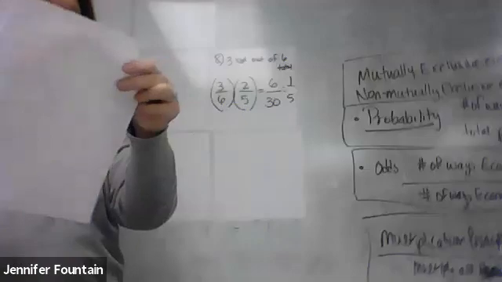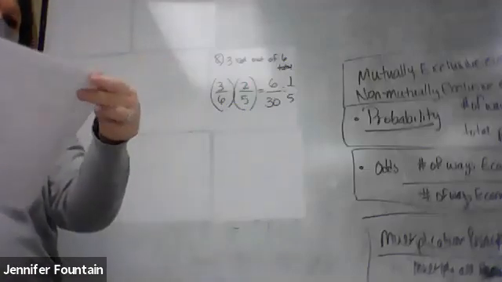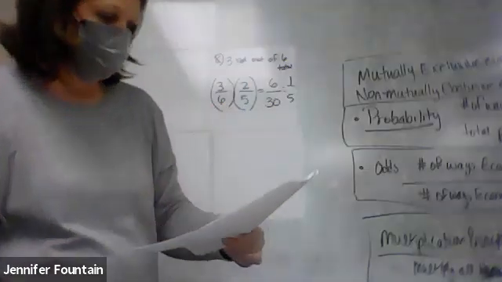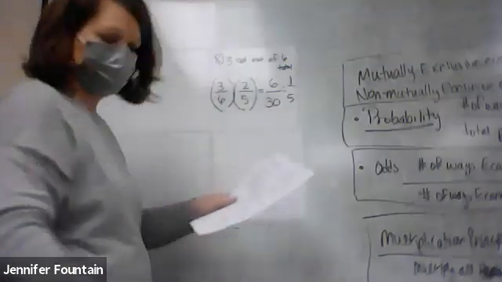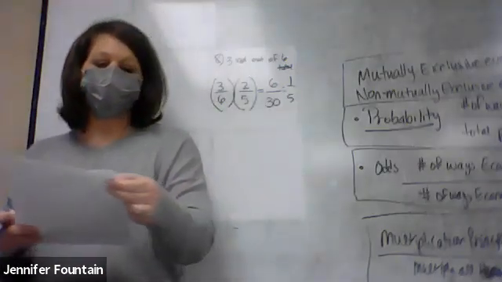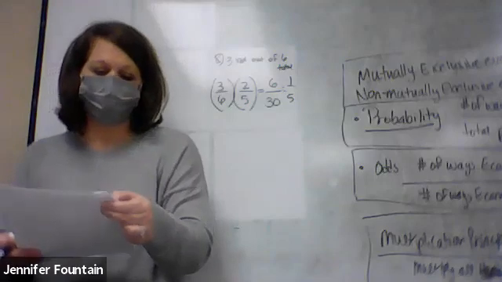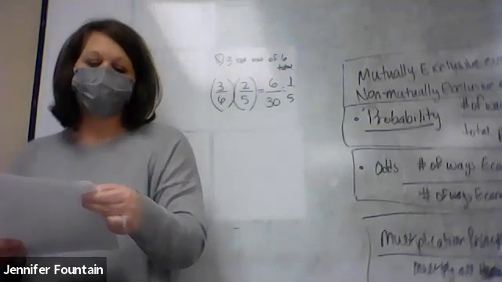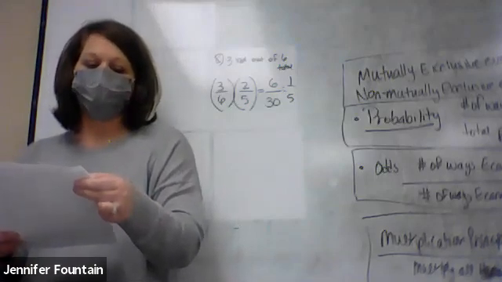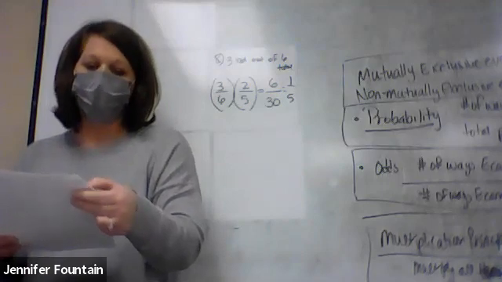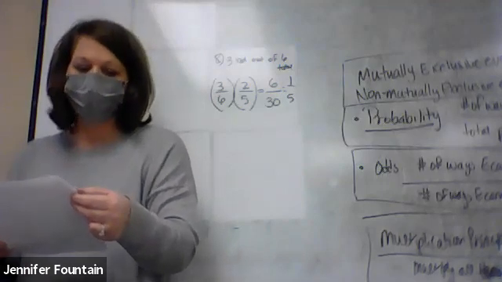Let's go ahead and turn the page. Look at number 9. Number 9 says a student spun a spinner and recorded their results using the table shown. According to the results, what was the experimental probability that the student spun a blue? Okay, so let's think about this.